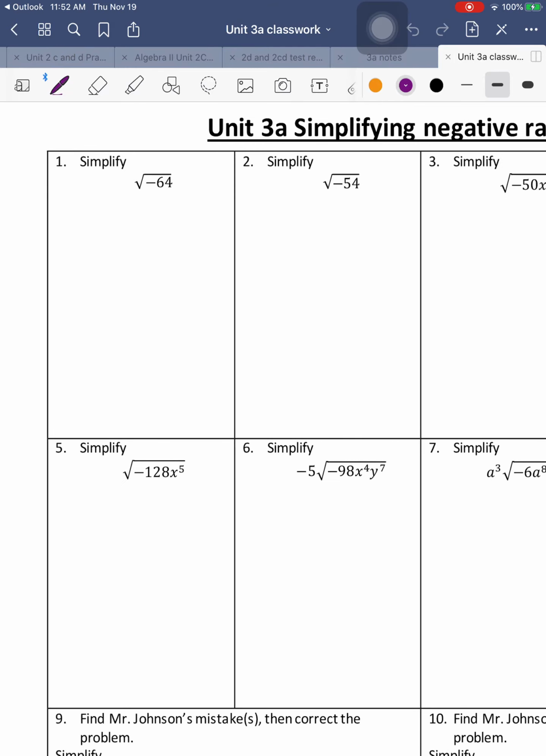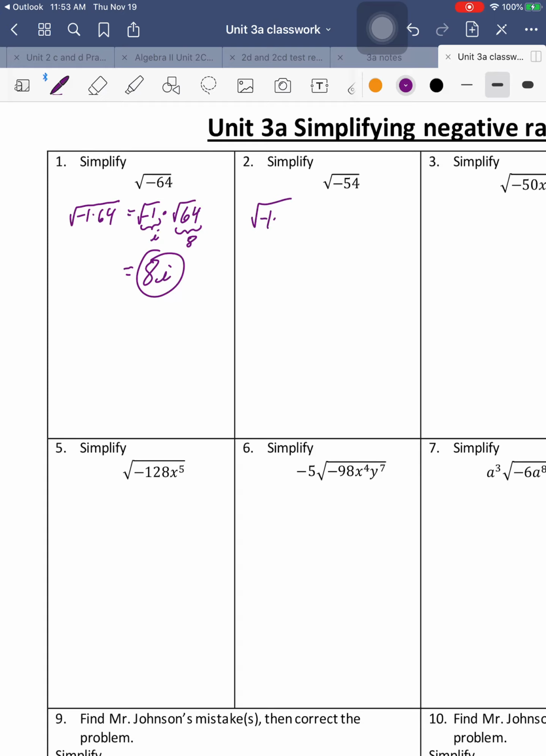All right, simplifying negative radicals. To simplify a negative radical, break it up. So you've got -1 and 64. You can break up square roots when there's multiplication underneath the square root. The square root of -1 is i. We're going to represent that as i. Looks a little nicer as i. And the square root of 64 is 8. So this is ultimately going to be 8i.